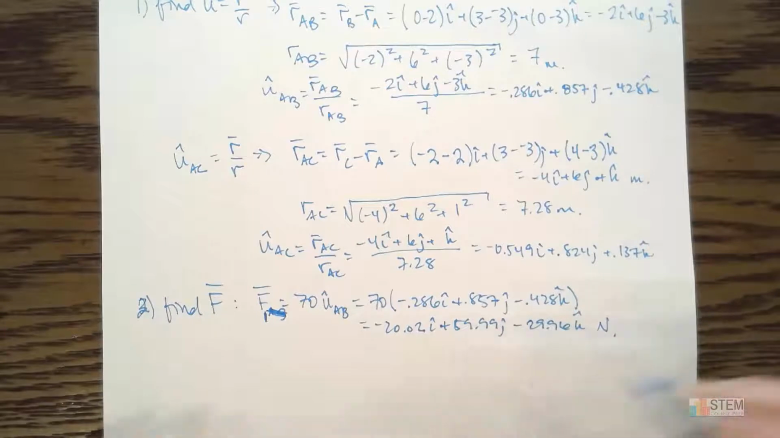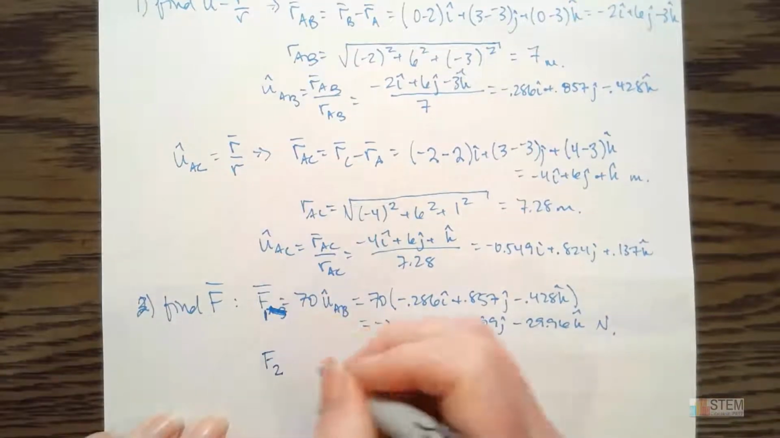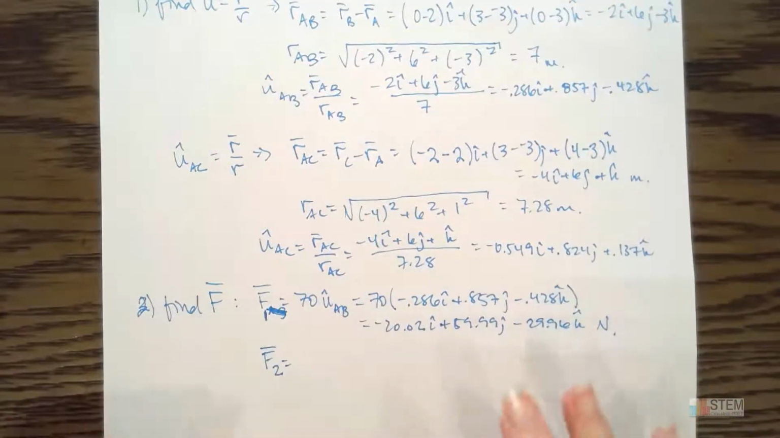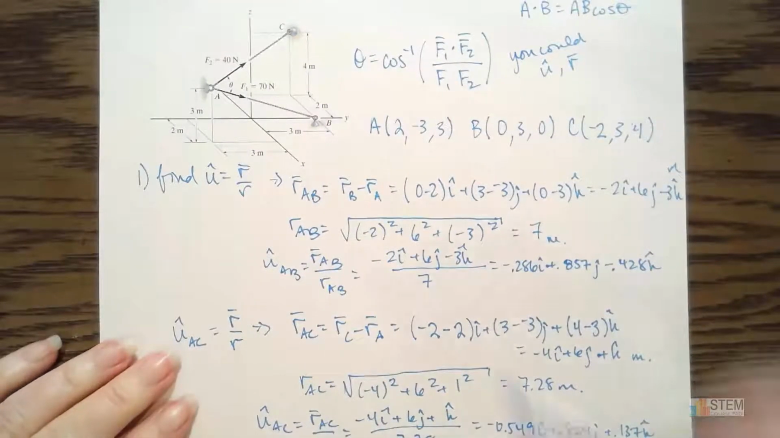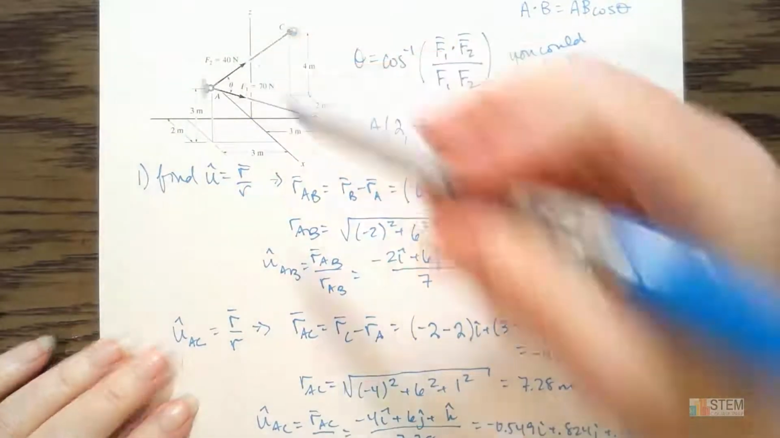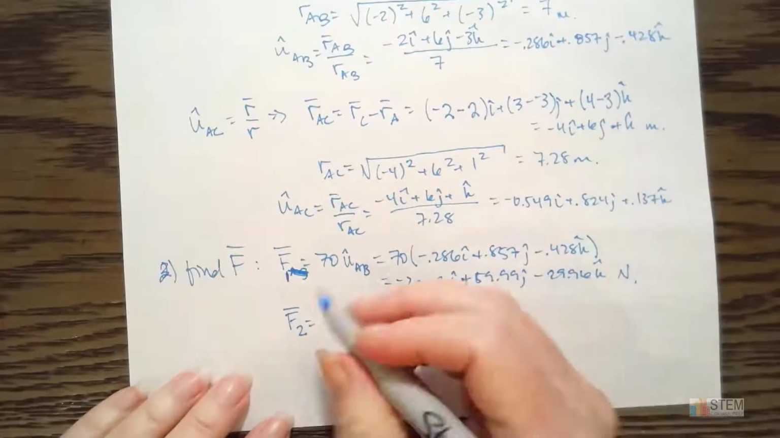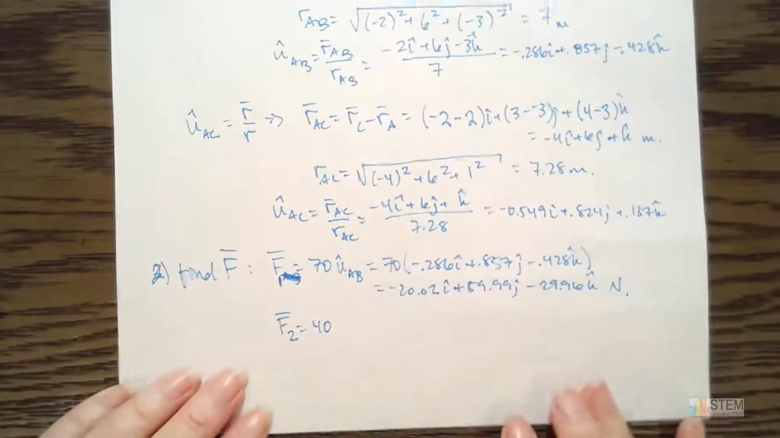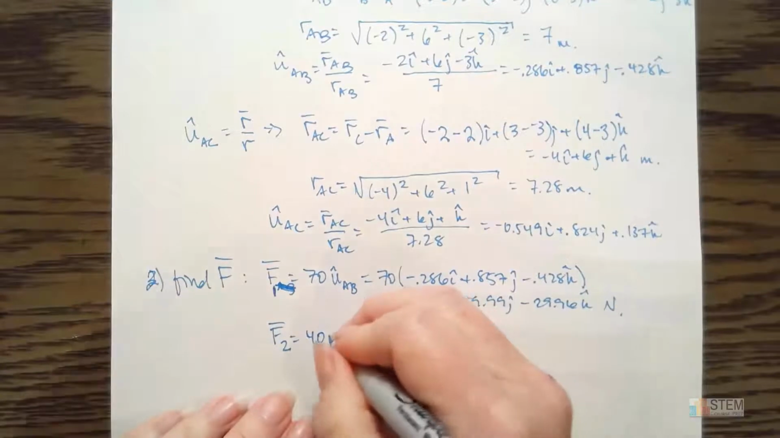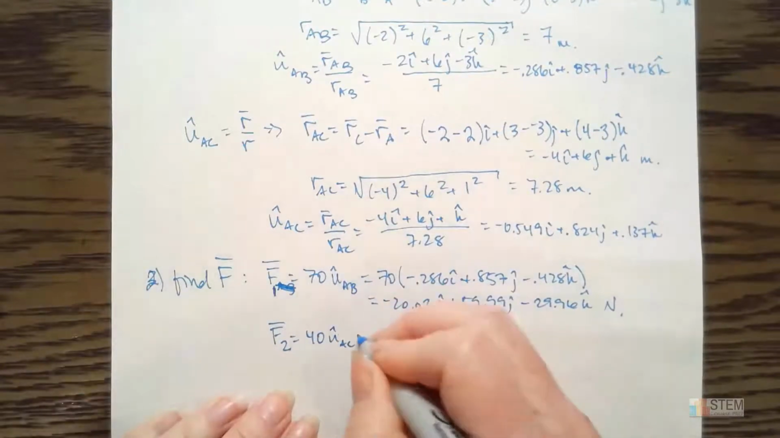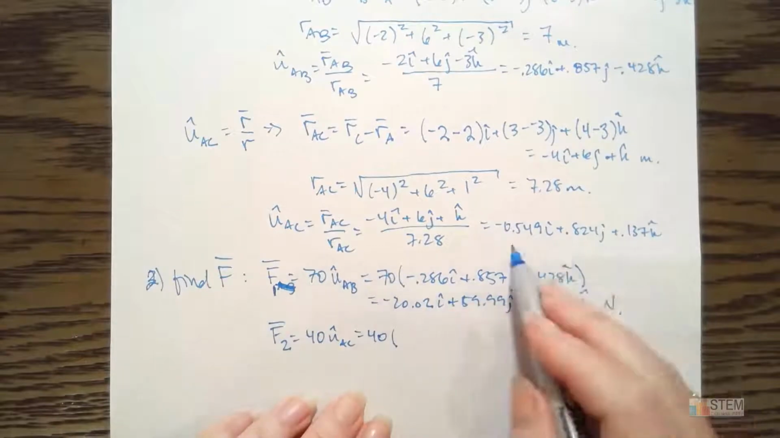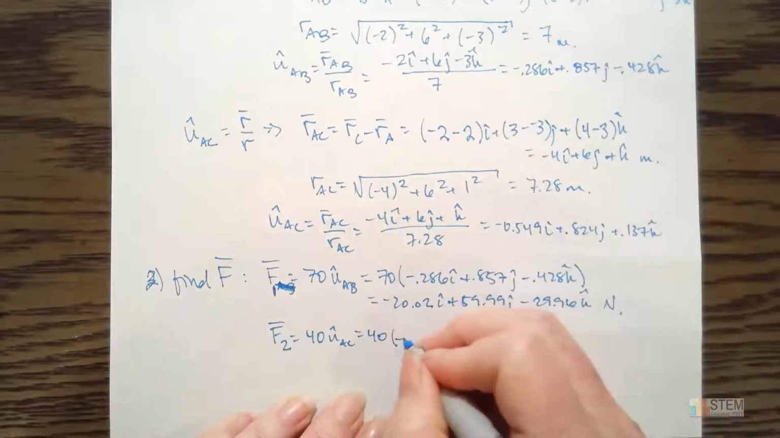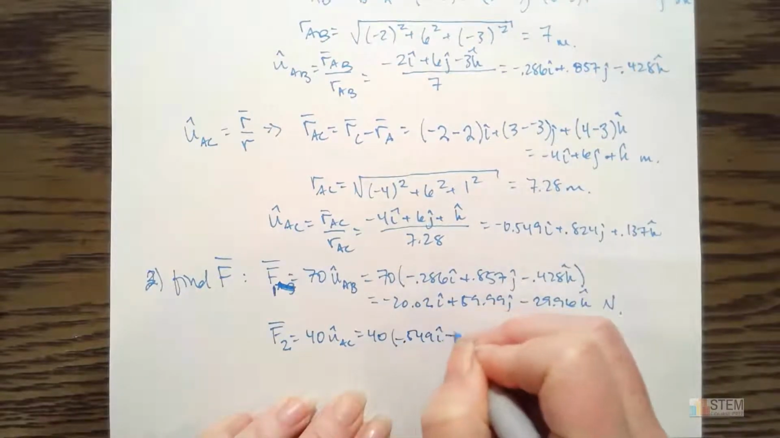Then we'll do the same thing for F2. What's the magnitude for F2? It was given as 40, right? That was the magnitude. So we take 40 and multiply it by the unit vector along AC, that was our UAC. So we have 40 and then UAC is right here. Let's write that out.